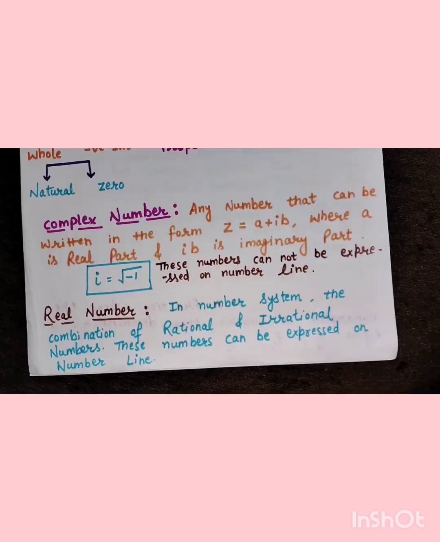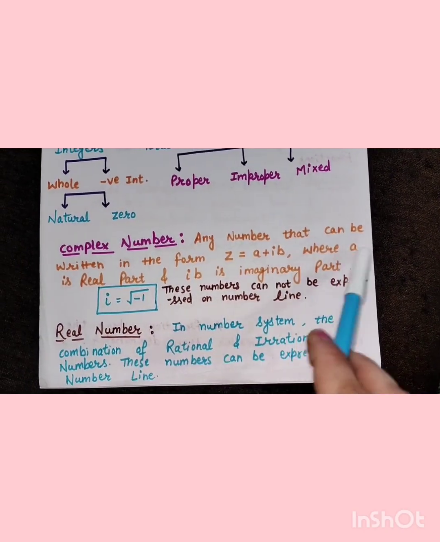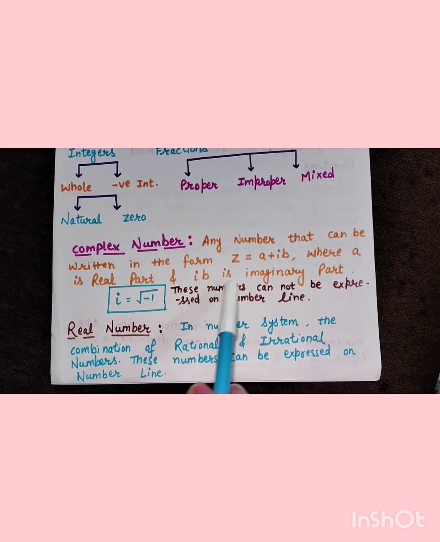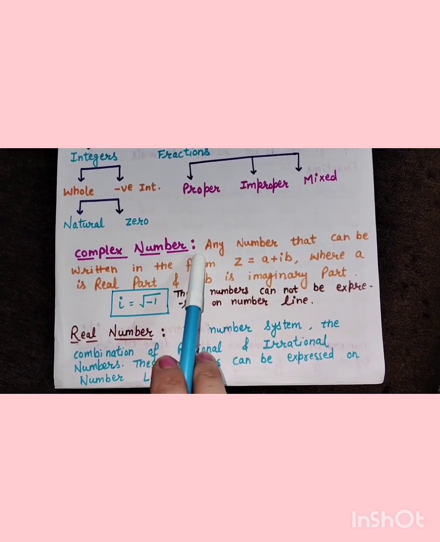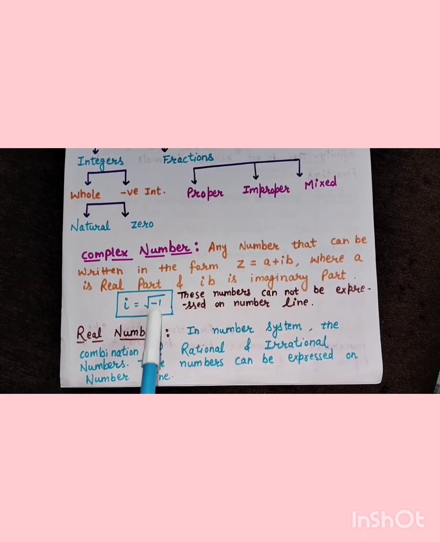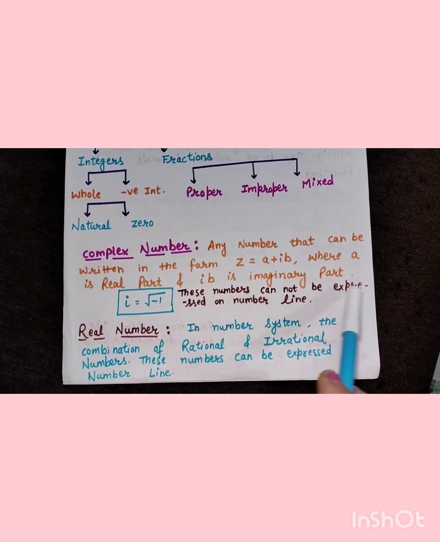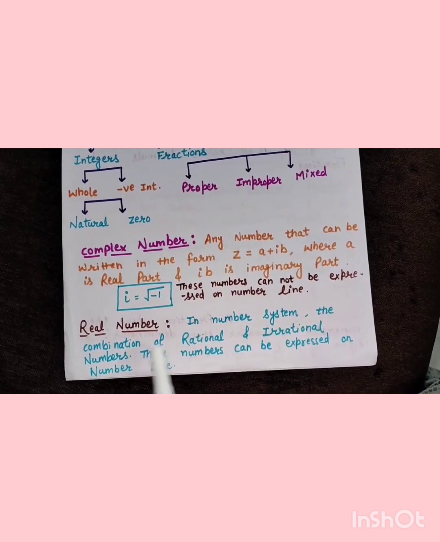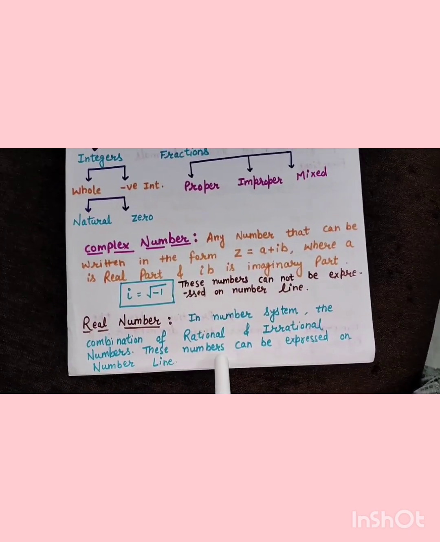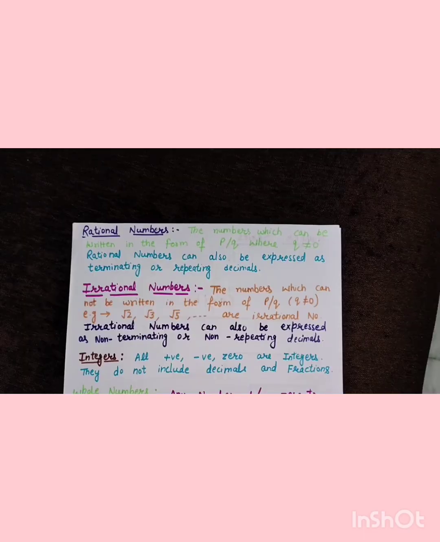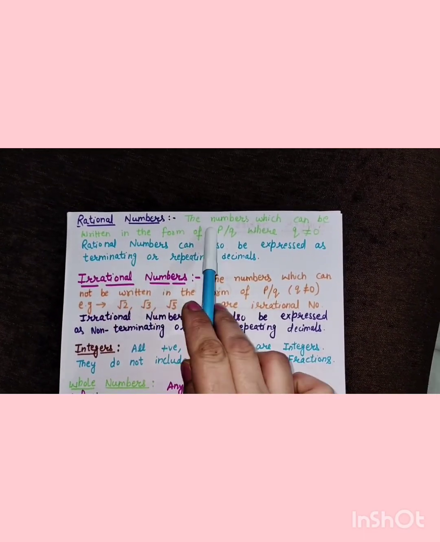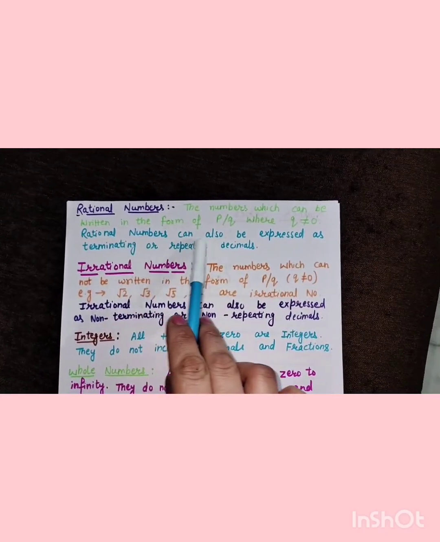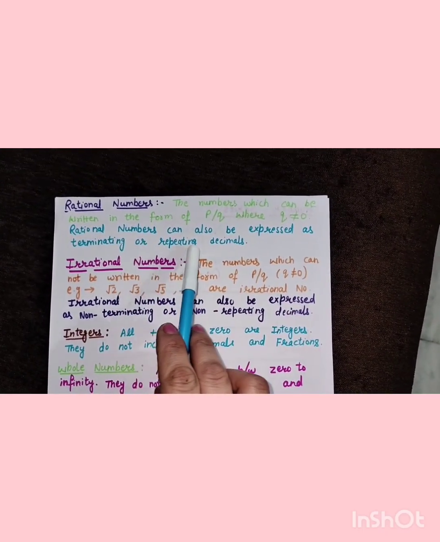Now their definitions are: complex number, any number that can be written in the form of a plus iota b, where a is the real part and iota b is the imaginary part, is called a complex number. The value of iota is equal to square root of -1, and this number cannot be expressed on the number line. Now real numbers, in a number system, are the combination of rational and irrational numbers, and these numbers can be expressed on the number line. Now next is rational number, the numbers which can be written in the form of p upon q, where q is not equal to 0. Rational numbers can also be expressed as terminating or repeating decimals.